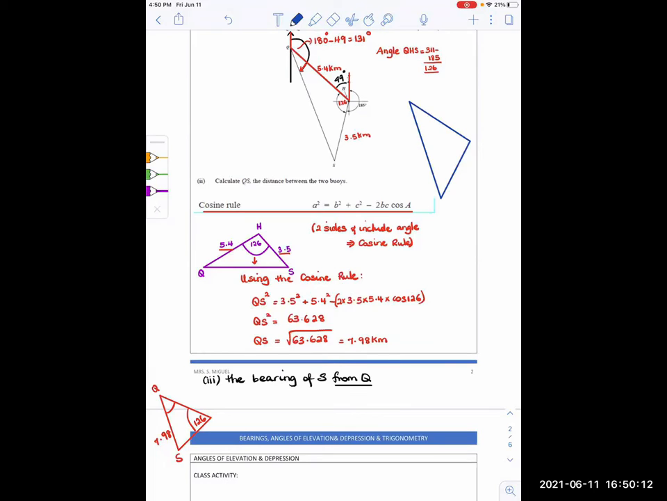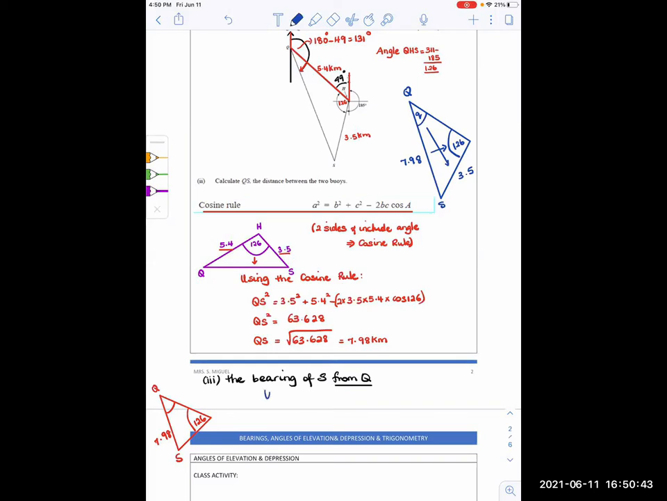Right. So this is Q. I want to find this angle here, Q. This here is 126, right? This side we just worked out to be 7.98. This side is 3.5. So 3.5 is opposite to Q and 7.98 is opposite to 126. Do you all see that?